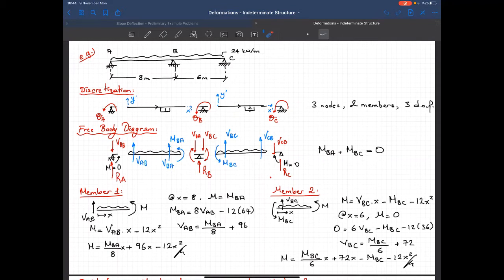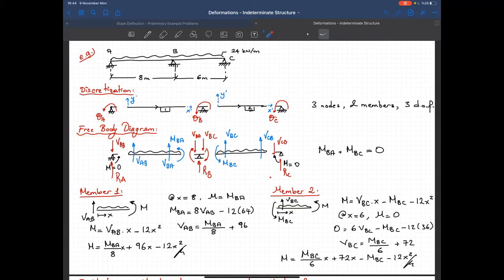Okay, we work on this indeterminate beam. We try to analyze it by using the integration method. And when we do the discretization, we find out that there are 3 degrees of freedom, 3 unknown displacement boundary conditions actually for each member, right? And then we draw the free body diagram.